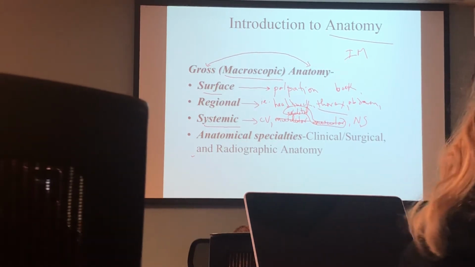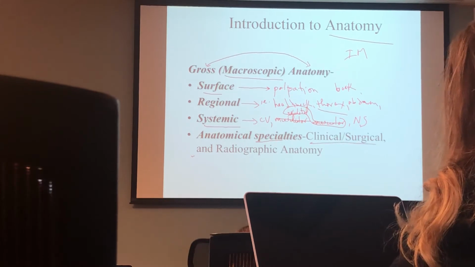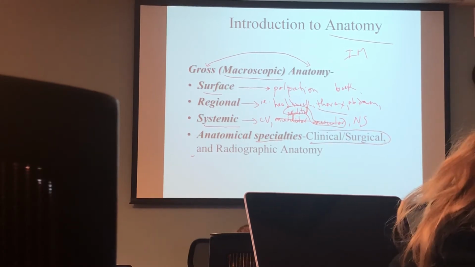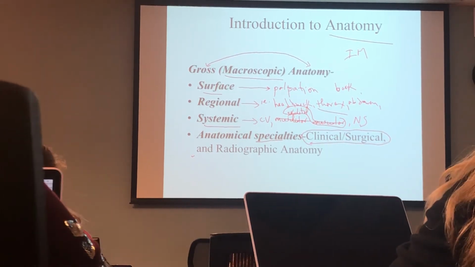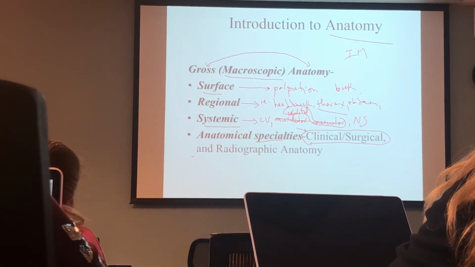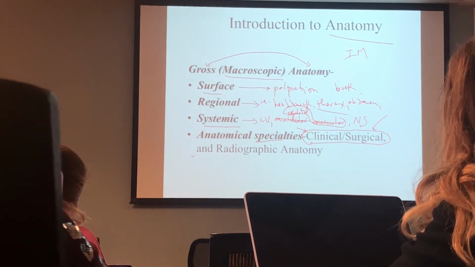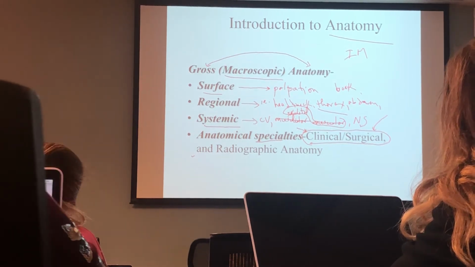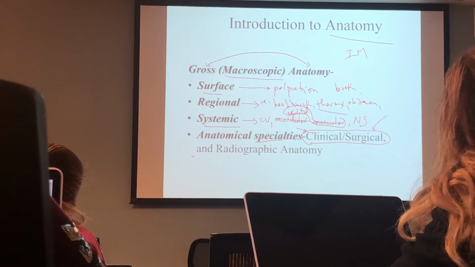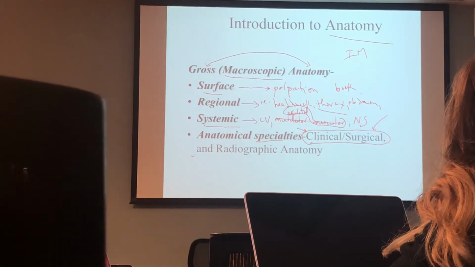Then you have specialties in anatomy. You have, for example, clinical and surgical anatomy. Now, the thing with this, folks, is that whenever you have to learn or embark on learning clinical anatomy, you have to pretty much either be a surgeon or a clinician, but you also have to stay up to speed with this information through journals, through research.